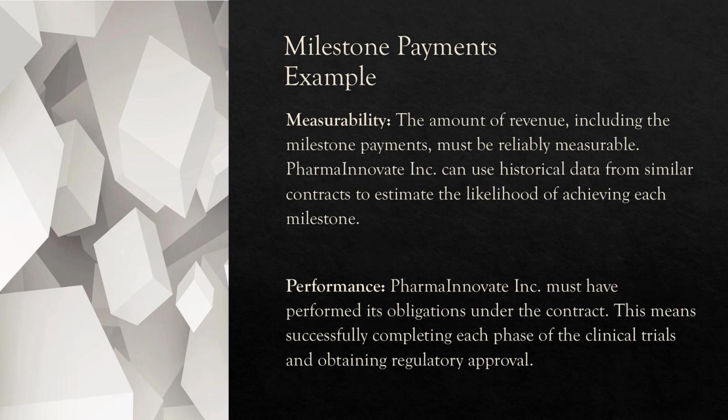So when we look at measurability, the amount of revenue, including the milestone payments, must be reliably measurable. Pharma Innovate can use historical data from similar contracts to estimate the likelihood of achieving each milestone. For example, if past projects have a 60% success rate in completing Phase 1 trials, Pharma Innovate Inc. can estimate the expected value of the milestone payment. Next is performance. Pharma Innovate Inc. must have performed its obligations under the contract. This means successfully completing each phase of the clinical trials and obtaining regulatory approval. If the company completes Phase 1 trials, it has fulfilled its performance obligations for that milestone, and the $300,000 payment can be recognized as revenue.